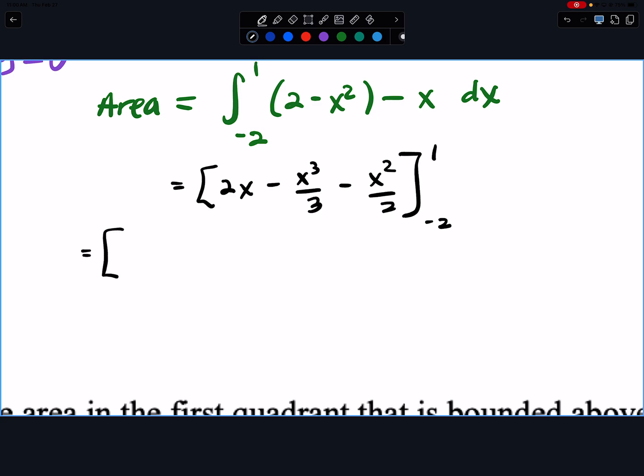So if I plug in 1, I'm going to get 2 minus 1/3 minus 1/2, minus. If I plug in -2, what am I going to get, guys? -4. What's -2 cubed? Positive or negative? -8. So -8 becomes +8. If I plug in -2, -2 squared is 4. So minus 4/2 is just -2.